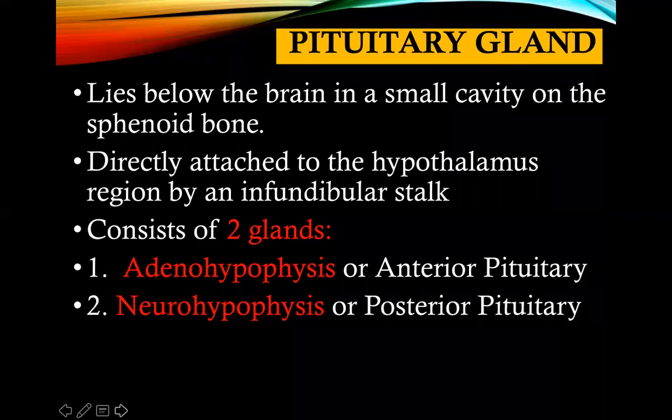Okay, so let's start with the pituitary gland. It lies below the brain in a small cavity on the sphenoid bone. Directly, it is attached to the hypothalamus region by an infundibular stalk. The pituitary gland consists of two glands: the adenohypophysis or the anterior pituitary, and the neurohypophysis or the posterior pituitary gland.